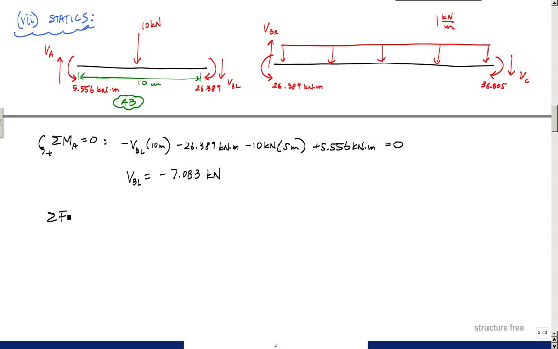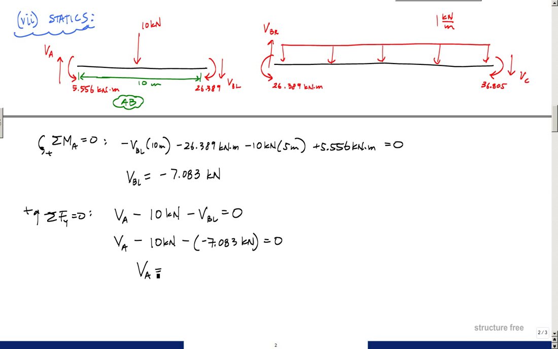So once I have that, I just sum forces in the Y equal to 0, positive this way. And I'd have VA minus 10 kilonewtons minus VBL equal to 0. And notice I didn't let this negative sign influence the way I wrote this equation. This equation is based purely on the drawing right here. So if I plug and chug now, I would have VA minus 10 kilonewtons minus 7.083 kilonewtons equal to 0. And this VA is equal to 2.917 kilonewtons.